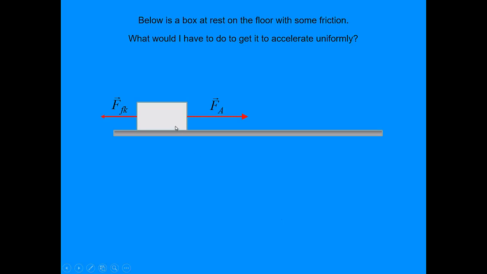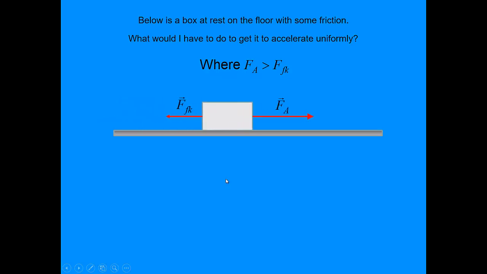So if I want the box to move, what has to be true about these forces? If I want it to accelerate, well, the applied force would have to be bigger than the force of kinetic friction. Right? And then that net force would make it accelerate. And if those forces are constant, then the net force is constant, and then the resulting acceleration would be uniform or constant, if you will.